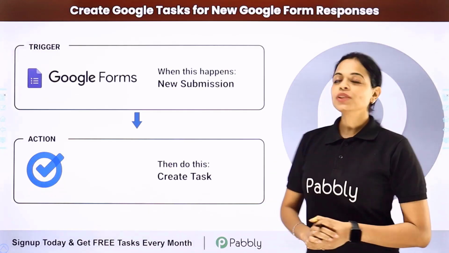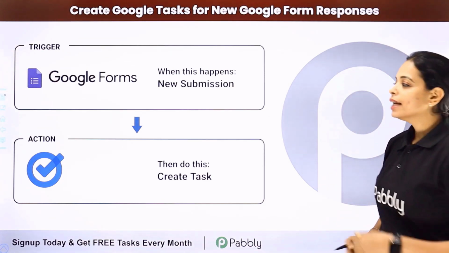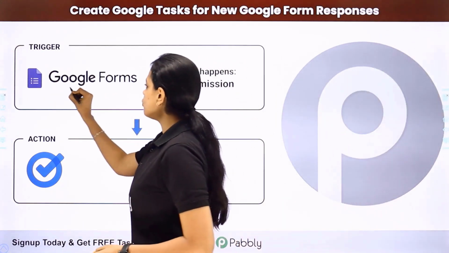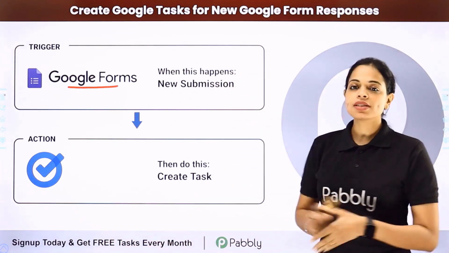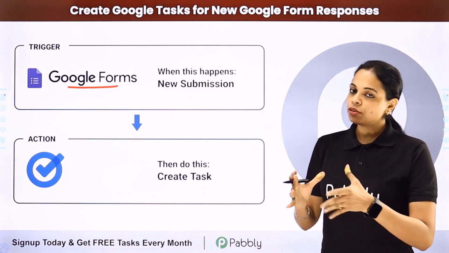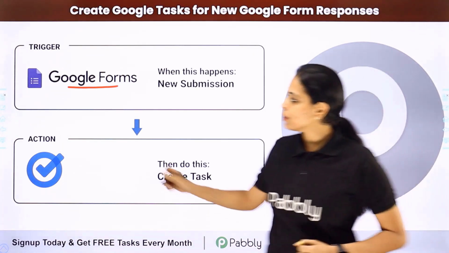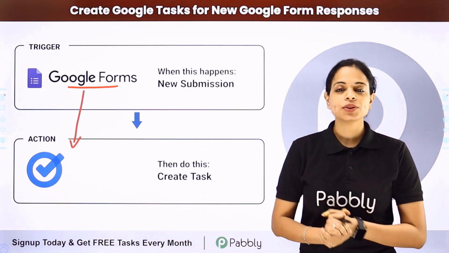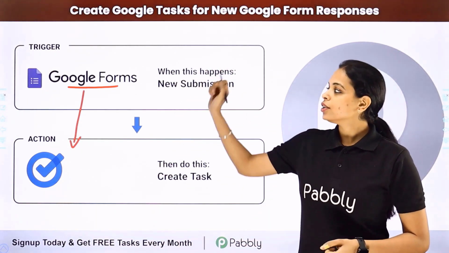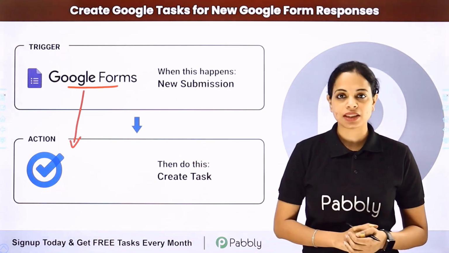In this video, we are going to see how to create Google Tasks for new Google Forms responses. So let's say that you're using Google Form as a form builder application where every time a new response has been received, with this information you want to create a task in Google Task. Now for this, you will have to set up some integration between the two applications, and the same thing can be done using Pabbly Connect software. Here your trigger application would be Google Forms and your action application would be Google Task.